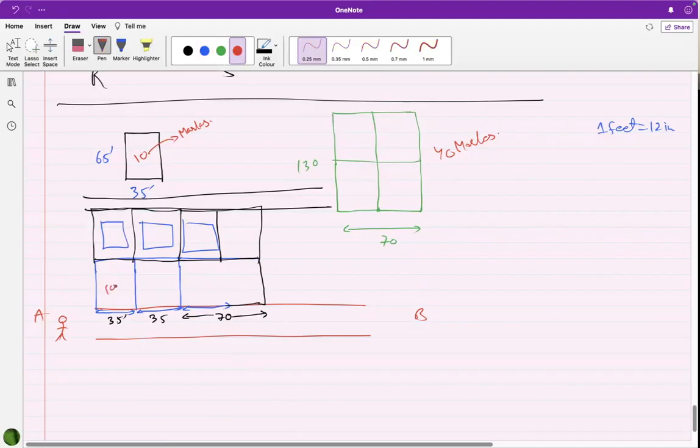So if this is 10 marlas, this would be 20 marlas, because the front is double and the depth is the same. And why are they not similar? Because every length is not in proportion. Although 35 only doubles, this 65 is not changing.